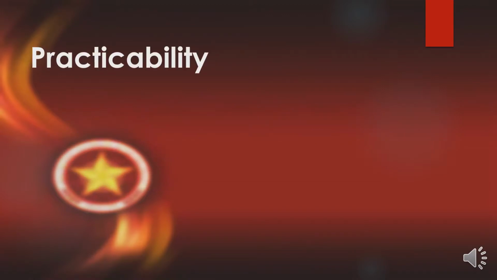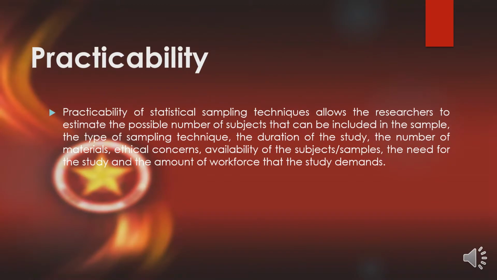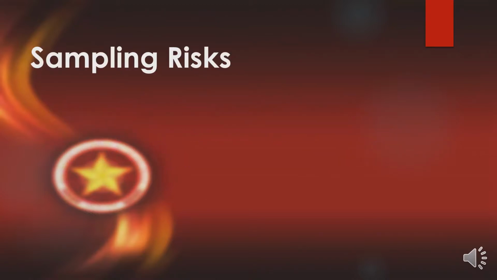Next is practicability. Practicability of the statistical sampling techniques allows the researchers to estimate the possible number of subjects that can be included in the sample, the type of sampling technique, the duration of the study, the number of materials, ethical concerns, availability of the subjects or samples, the need for the study, and the amount of workforce the study demands. The last concern in statistical sampling is sampling risks.